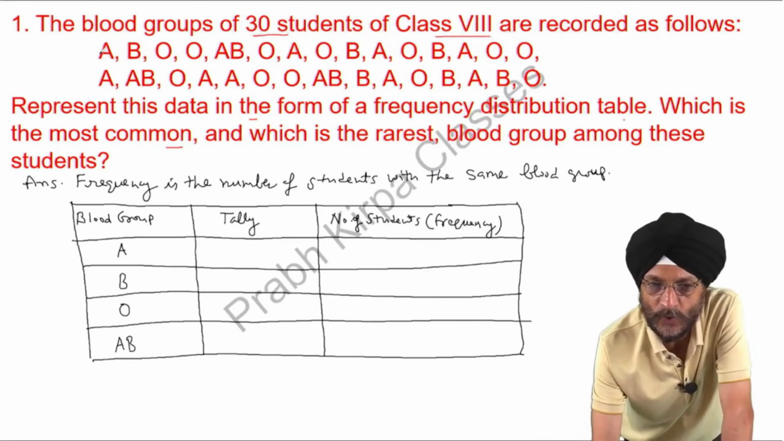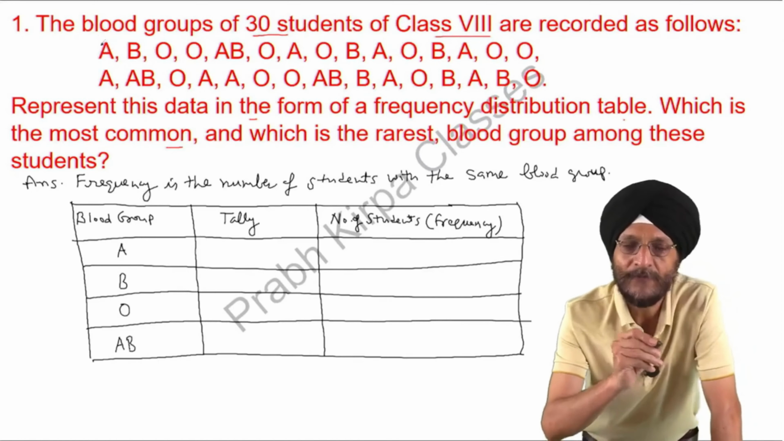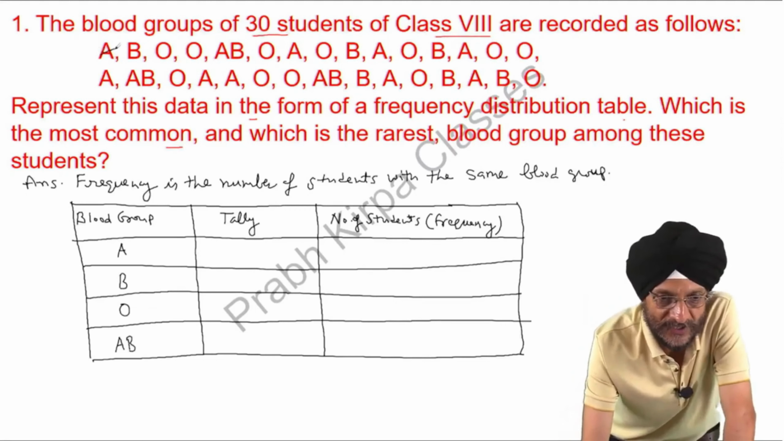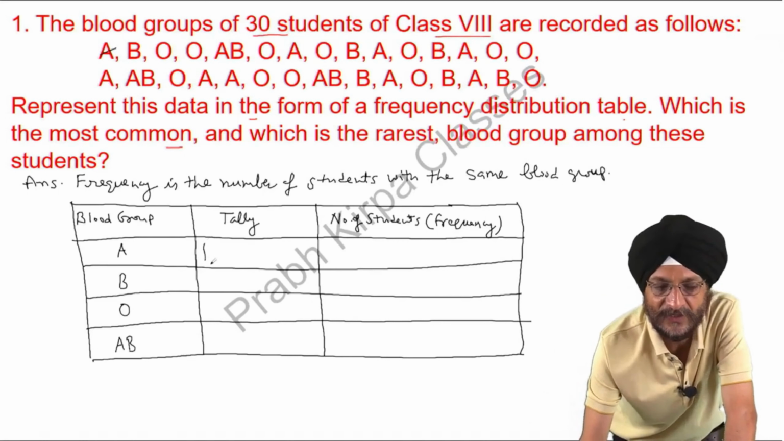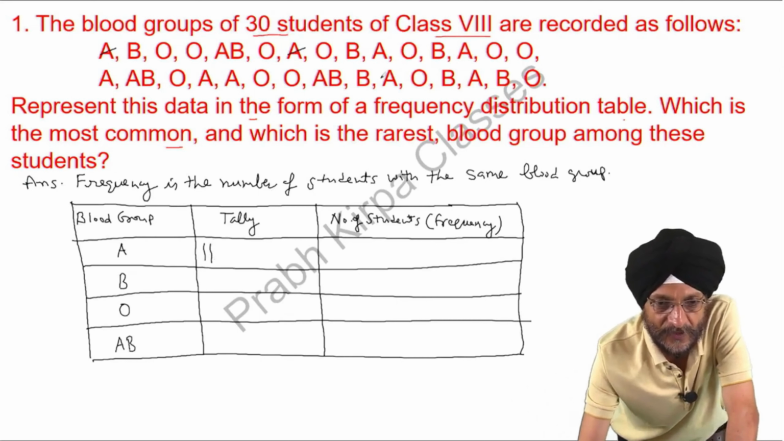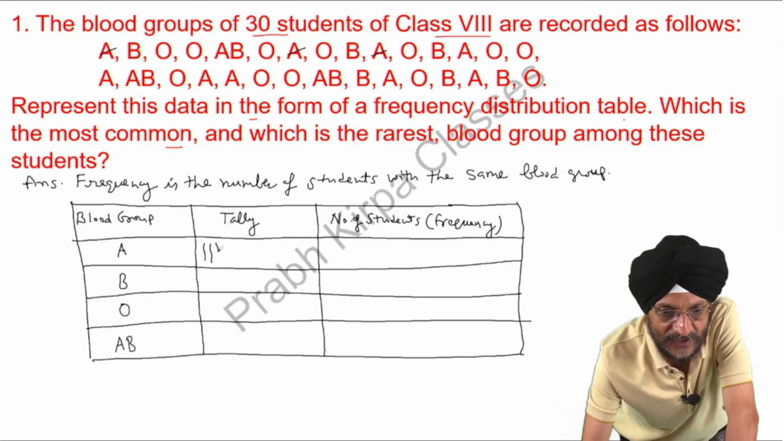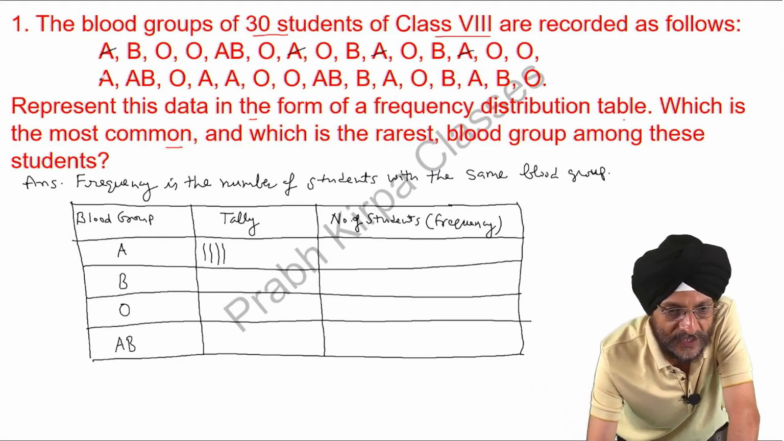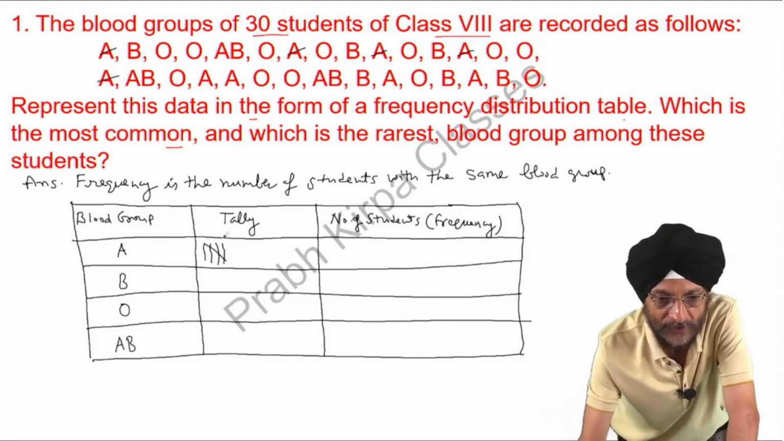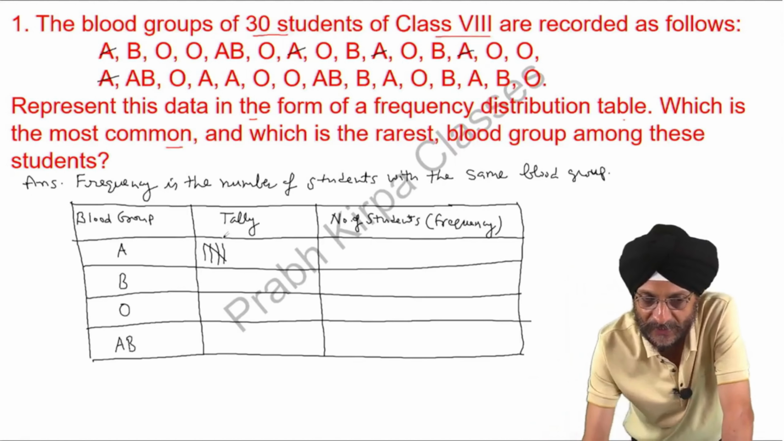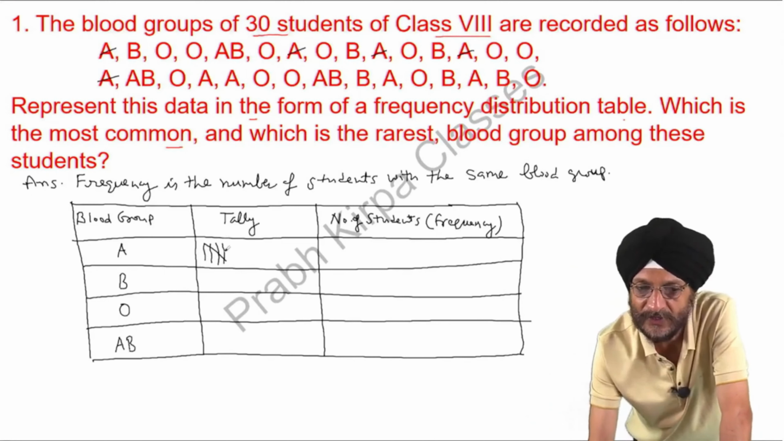Now, we will count the number of students having A blood group. While counting, we may cut the particular blood group which we have counted. Now, this is A, we may write it this way, one. Then this we have counted, this is another, this is third, this is fourth, this is five. Now, instead of writing five next in the form of straight line, we will cut it so that we need not count the same. It will be 1, 2, 3, 4, and this will be the 5.